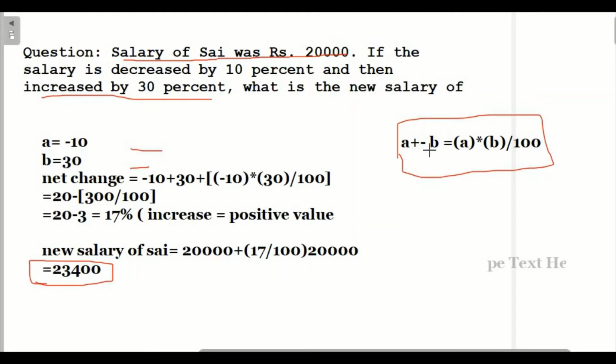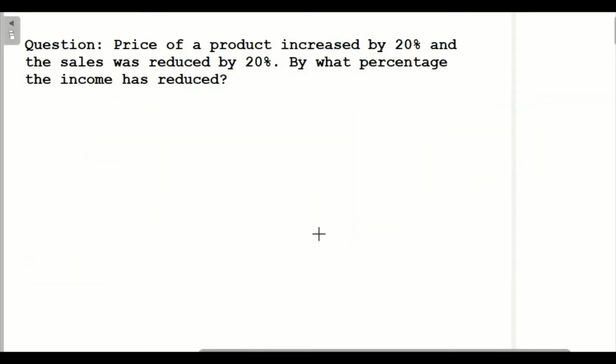So we got the new positive increase in the salary as 17 percentage. For calculating the new salary of Sai, we have to add the increase to the salary. So 20,000 plus 17 by 100, so 17 percentage, instead of percentage we are dividing it by 100, into 20,000. So you'll get 23,400 as her new salary. So we'll go for the next sum. Our next sum will be the product.